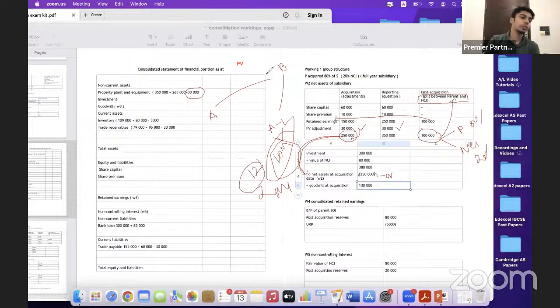So in my case, goodwill is 130. Right, guys, remember normally goodwill is shown over here. Right, working number 3.